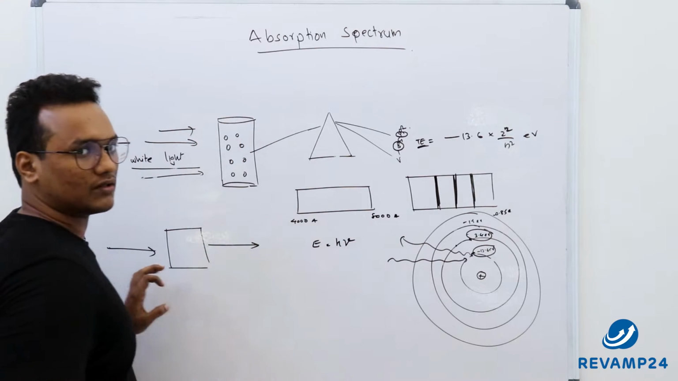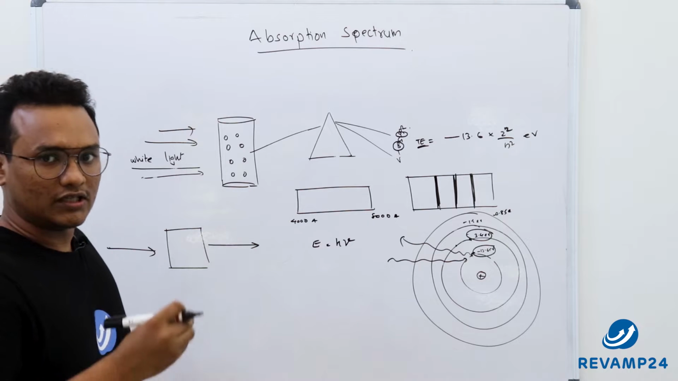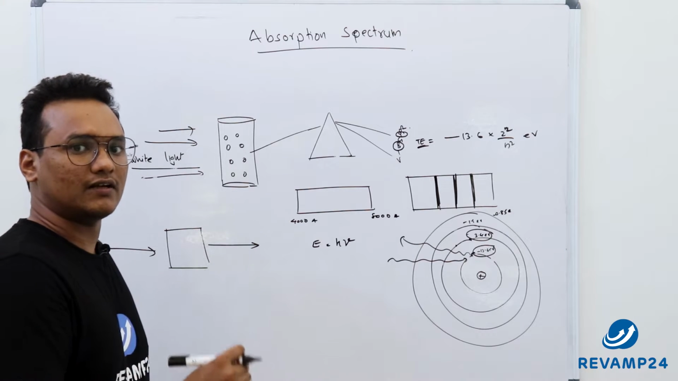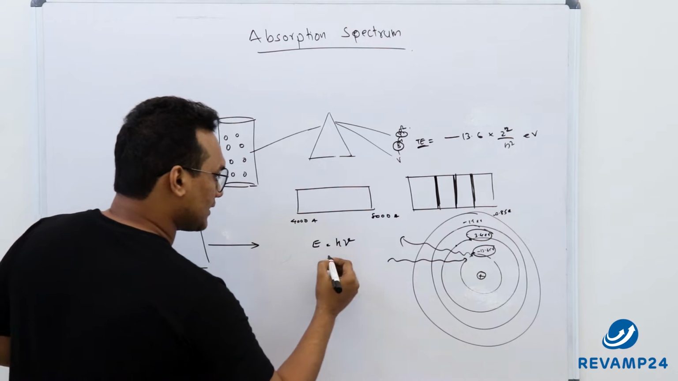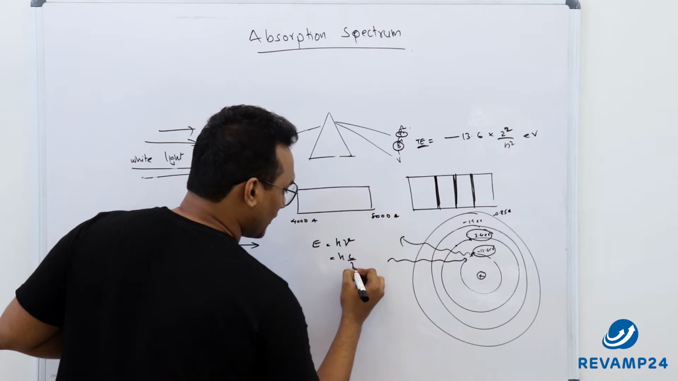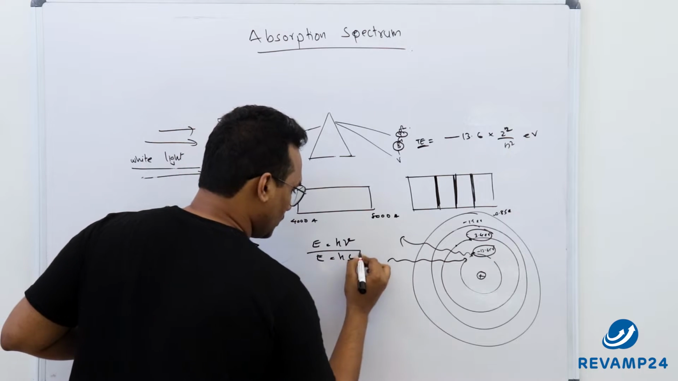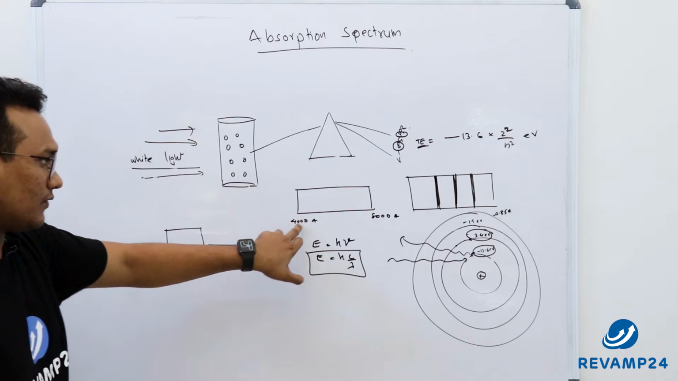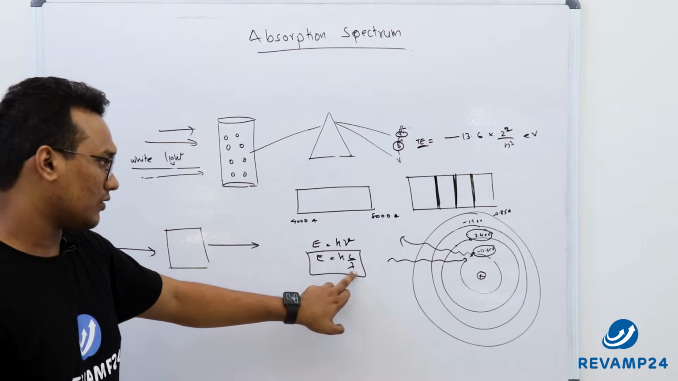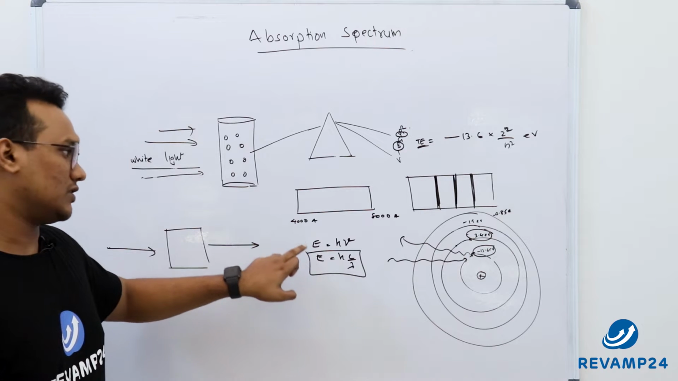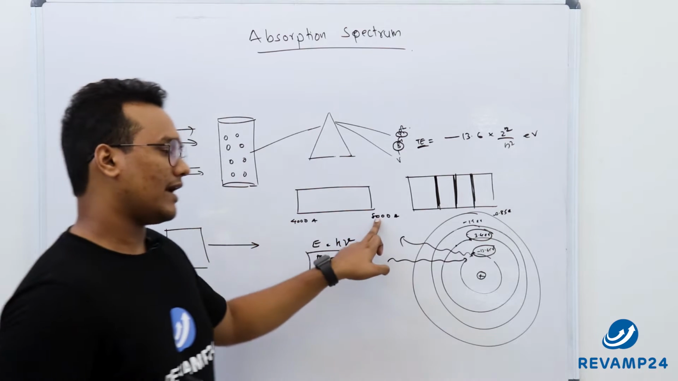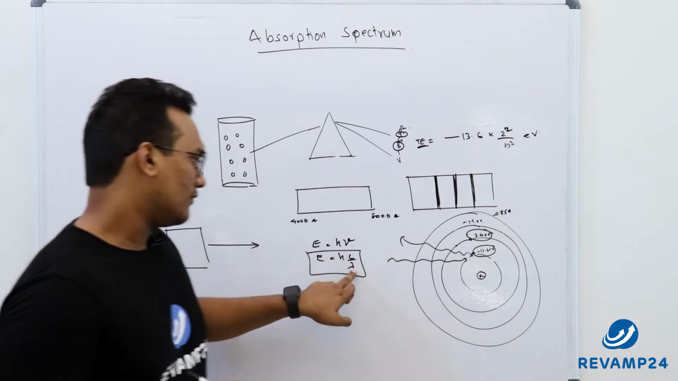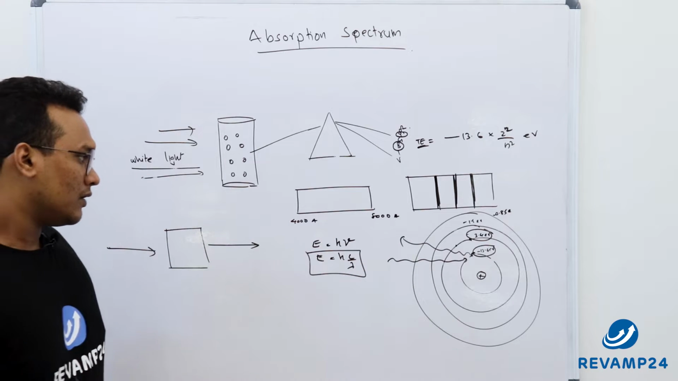where h is Planck's constant and nu is frequency. So different frequency is associated with different energy. Frequency can also be written as c by lambda. So E is equal to hc by lambda. Now in the case of violet, substitute 4000 here, you will get the value of energy. So violet is having higher energy and red is having lower energy because wavelength is higher with red.